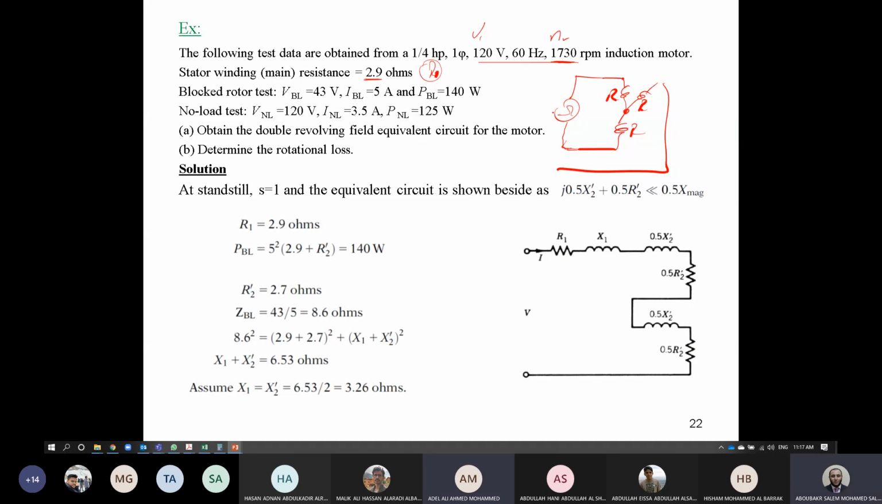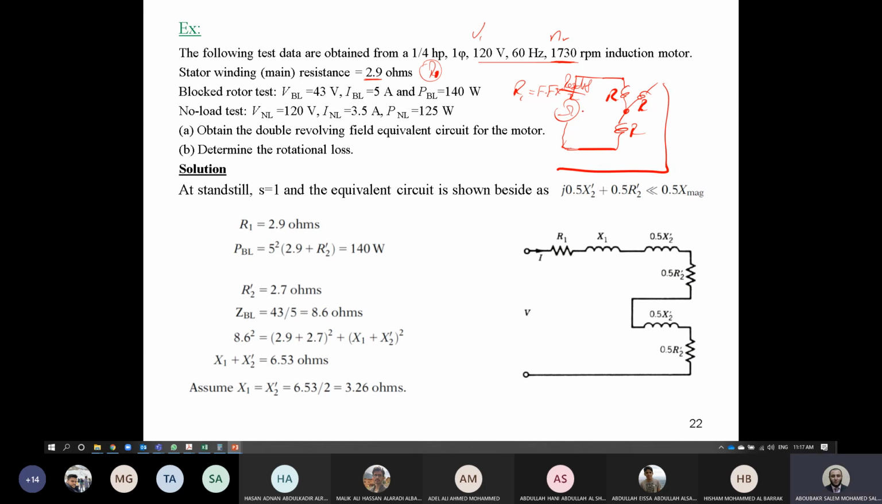So the reading which will be obtained here will be 2R, right? The reading of the ohm meter will be 2R. So you should divide the reading over 2, okay? But this will be the DC resistance. So the exact resistance for R1 in case of a three-phase induction motor will be form factor multiplied by reading over 2. Is it clear?